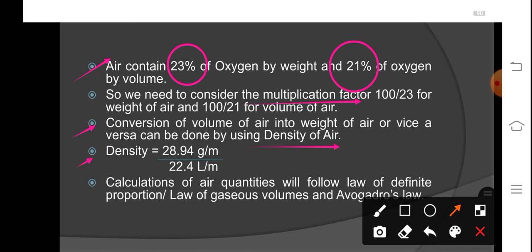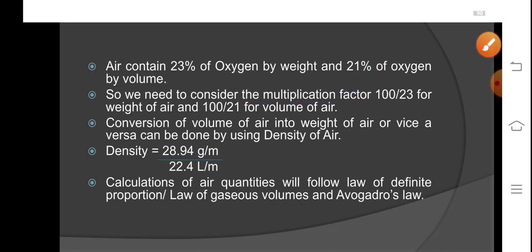Now calculation of air quantities will follow the law of definite proportion, law of gaseous volume and Avogadro's law. Since we are here to calculate the amount of air, that is the amount of oxygen required for combustion, it can be calculated in 3 units. Number 1, by weight if the fuel is solid, number 2 by moles if the fuel is liquid, and number 3 by meter cube, that is in volume, if the fuel is in gaseous state. So depending upon the amount provided, we will follow these laws.